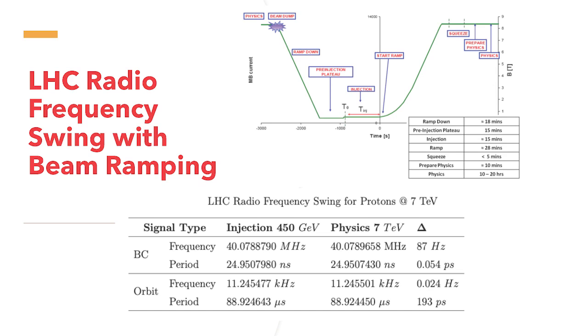Now, if you look at this beam graph, the current actually varies during this process, and the magnetic field. This current is actually the magnetic field current. And what happens is the radio frequency swings with this beam current.